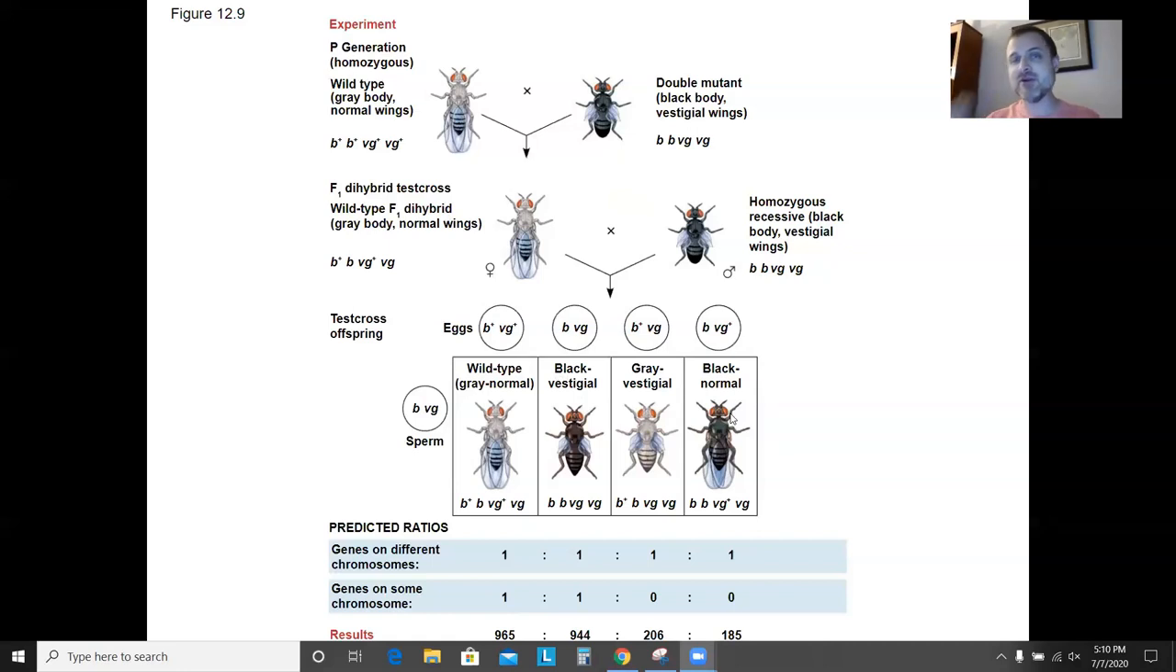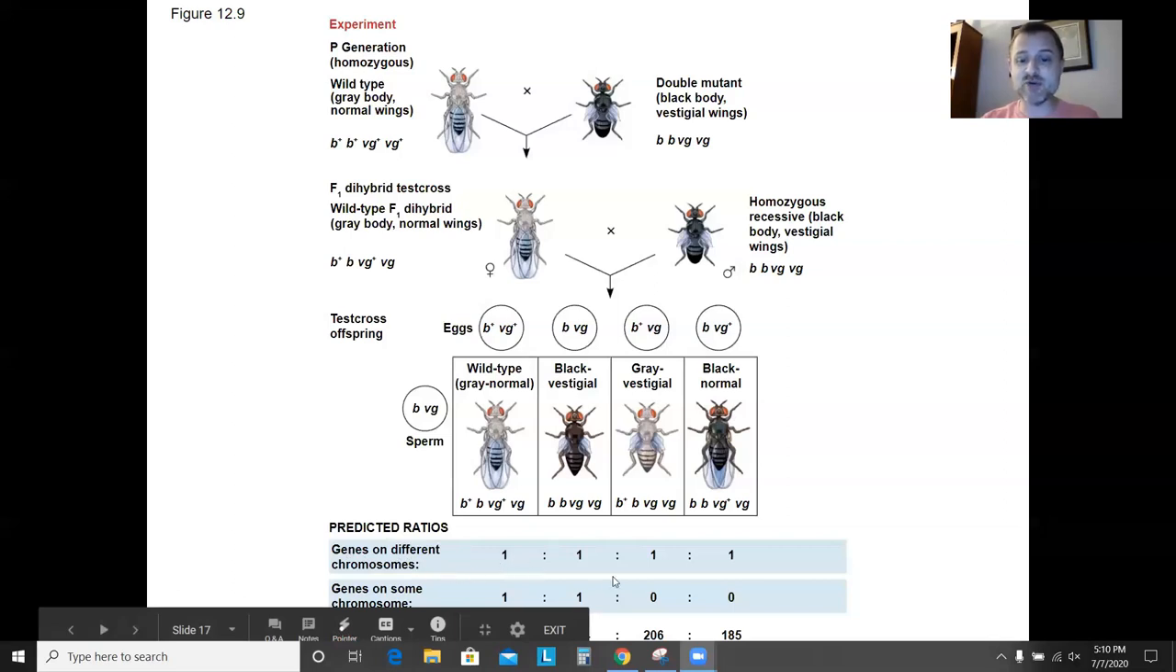Let me give you an example. You have a dad with black hair and brown eyes. You have a mom with red hair and blue eyes. If they have a kid with black hair and brown eyes, that's a parental type. If they have a kid with black hair and blue eyes, that's a recombinant type because you took the blue eyes from the mom and the black hair from the dad. Okay?